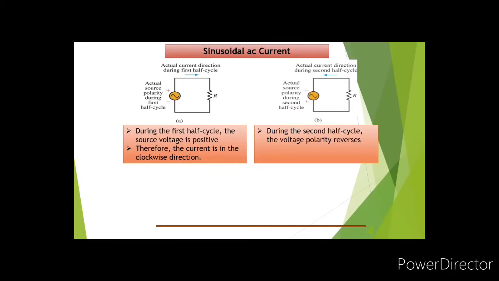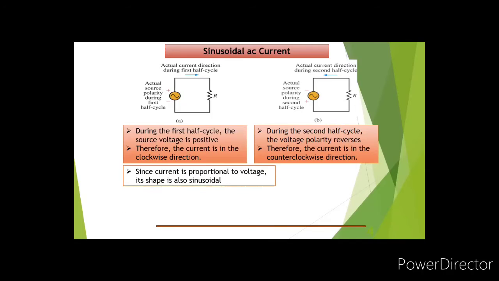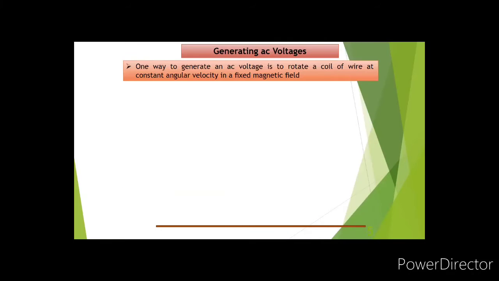During the first half cycle, the source voltage is positive. Therefore, the current is in the clockwise direction. During the second half cycle, the voltage polarity reverses. Therefore, the current is in the counterclockwise direction. So, the current is proportional to the voltage, and its shape is also sinusoidal. See this figure.